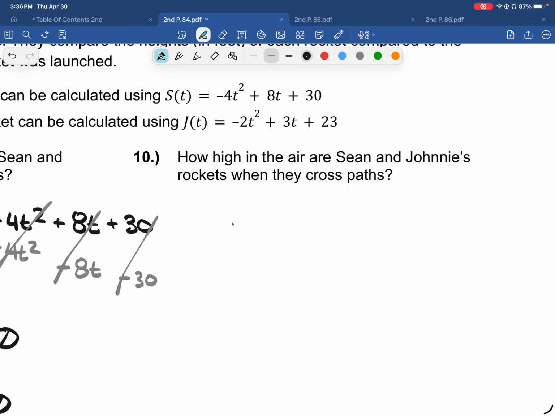I'm going to use Sean, and I'm going to take Sean's formula, S of t equals negative 4t squared plus 8t plus 30, and I'm going to plug in 3.5.